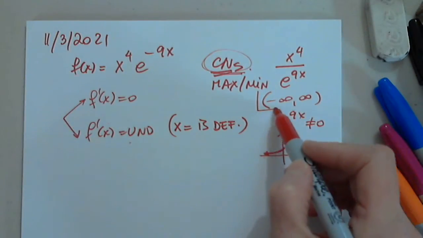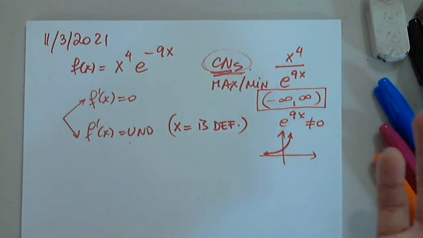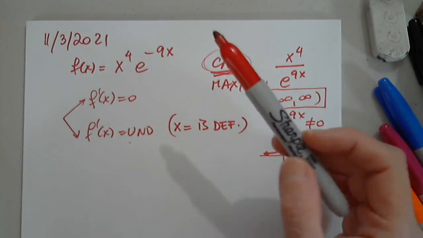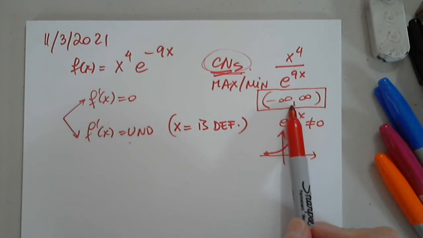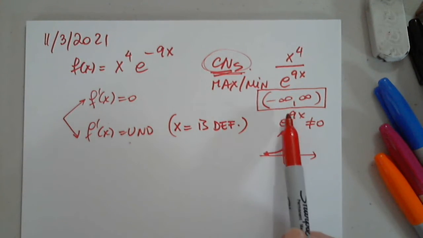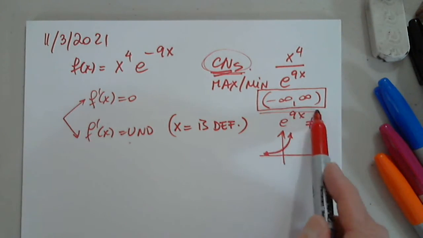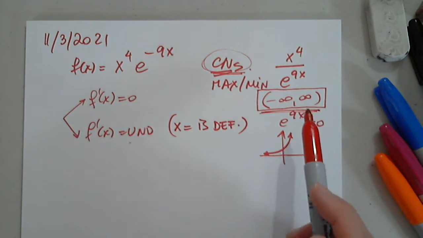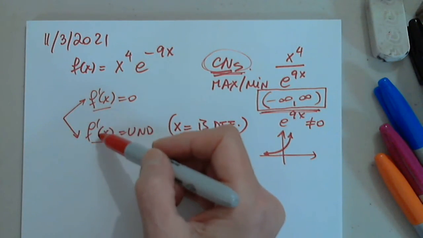So this is important to establish from the very beginning. Because eventually, if I determine that f prime is undefined at a particular point, since the function is defined everywhere, then I will say that is a critical number. So that's why it's very important to establish the domain of the function. Now I will move on to what I need to look at.